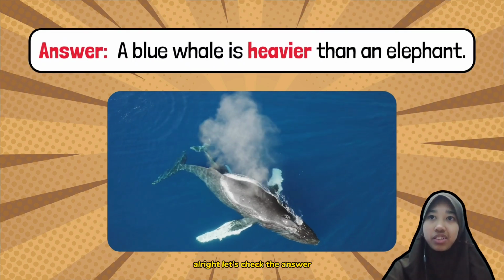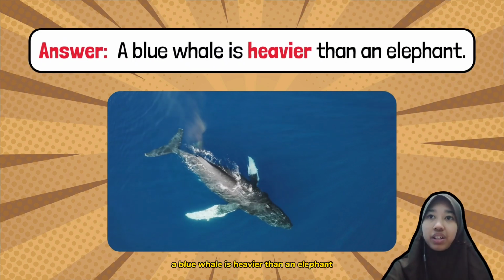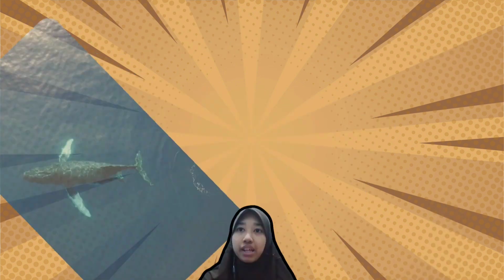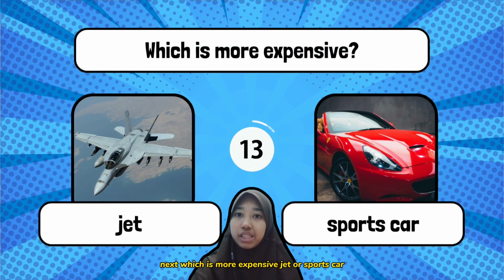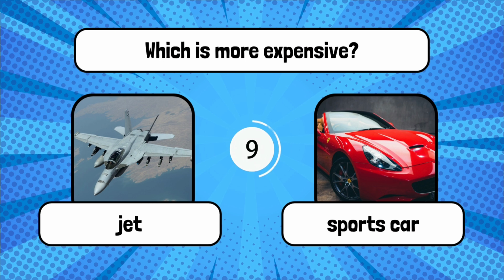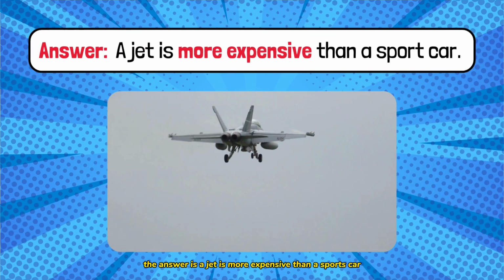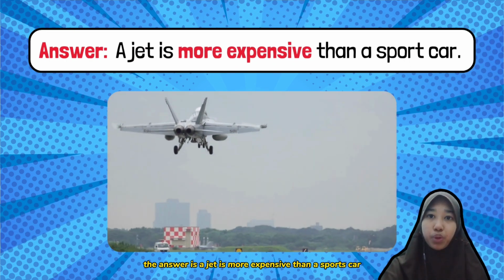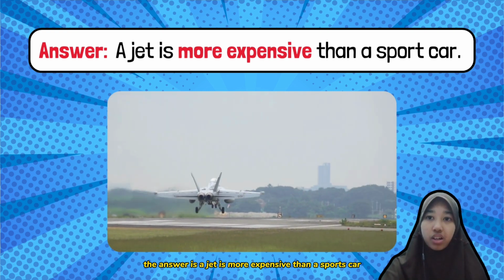Alright, let's check the answer. A blue whale is heavier than an elephant. Next, which is more expensive, jet or sports car? The answer is a jet is more expensive than a sports car.